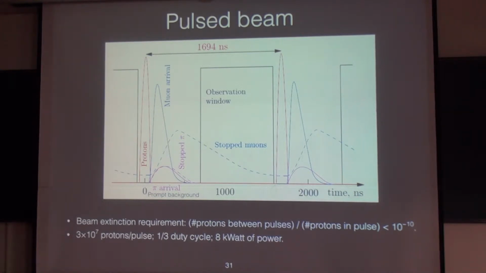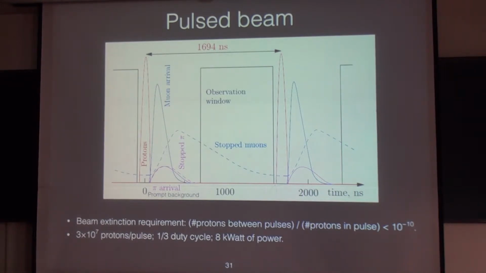There are a lot of backgrounds that come immediately at the time of muon arrival, most notably the pion. Some remaining pions will stop at the target and decay, and pions have a much shorter decay time, so they decay away. We wait for all the junk, the pions, to decay away, and then we start our measurements. So hopefully there's nothing else going on, only the muon decays.